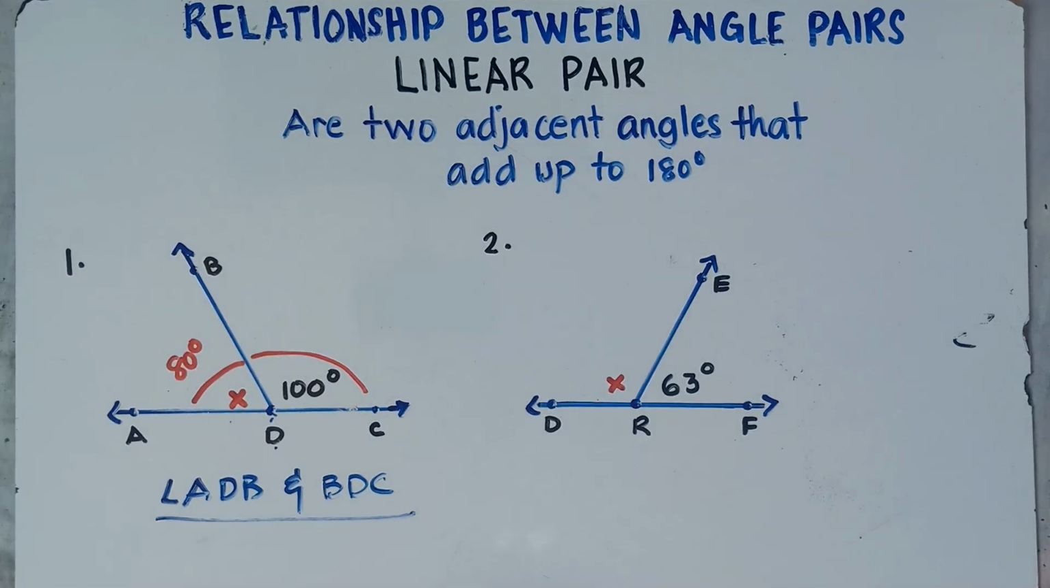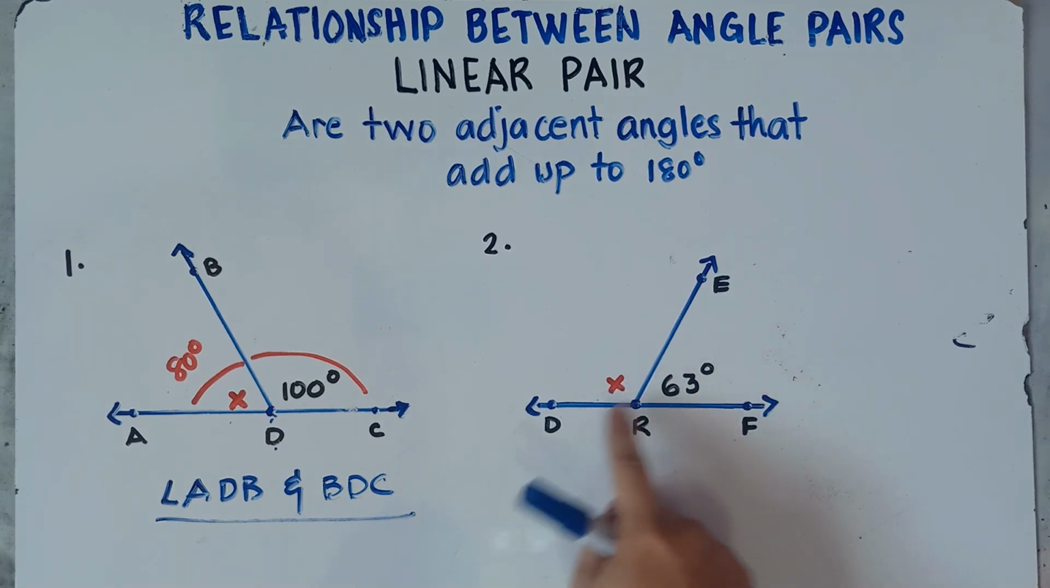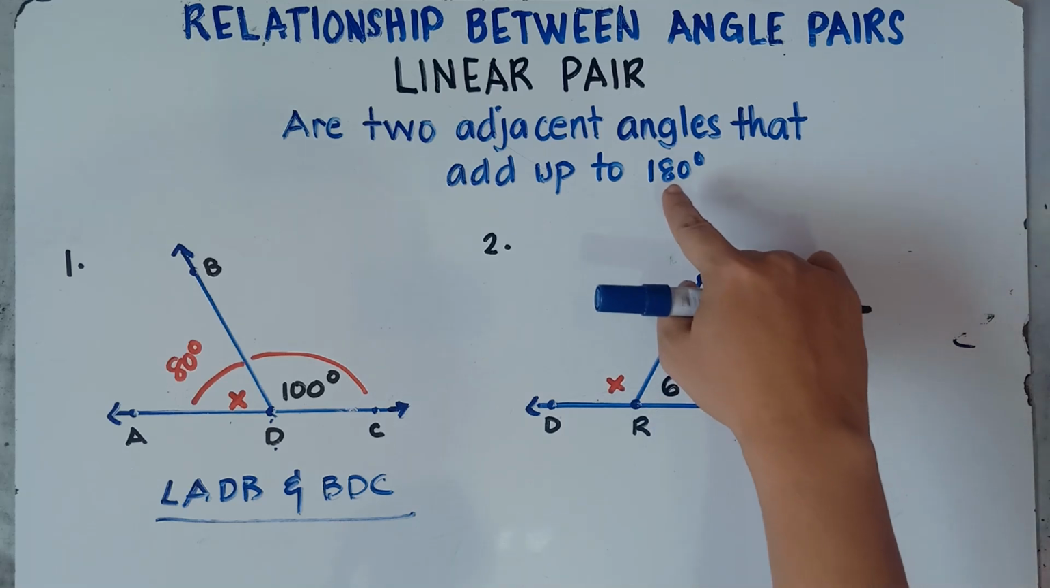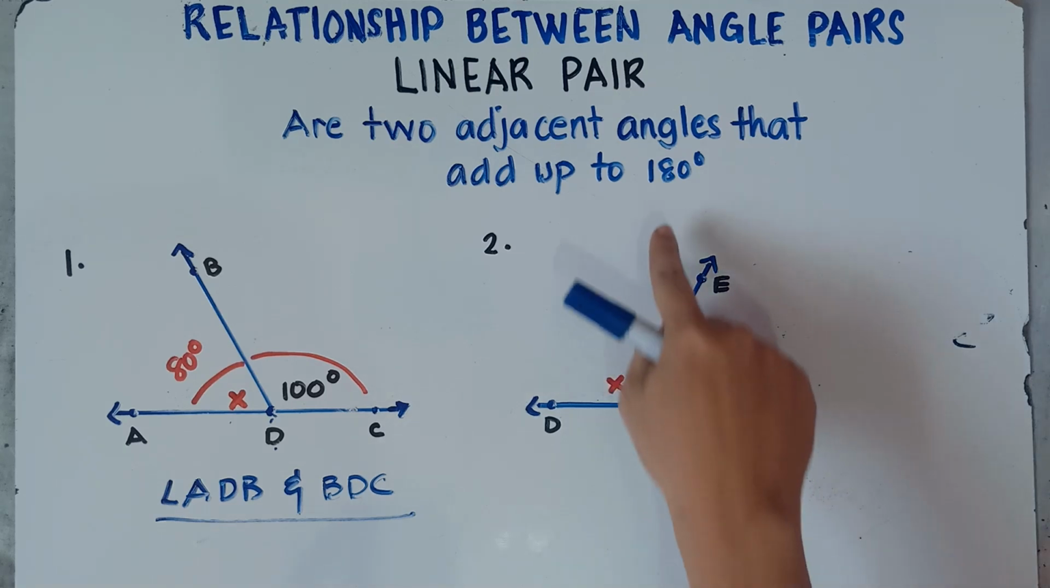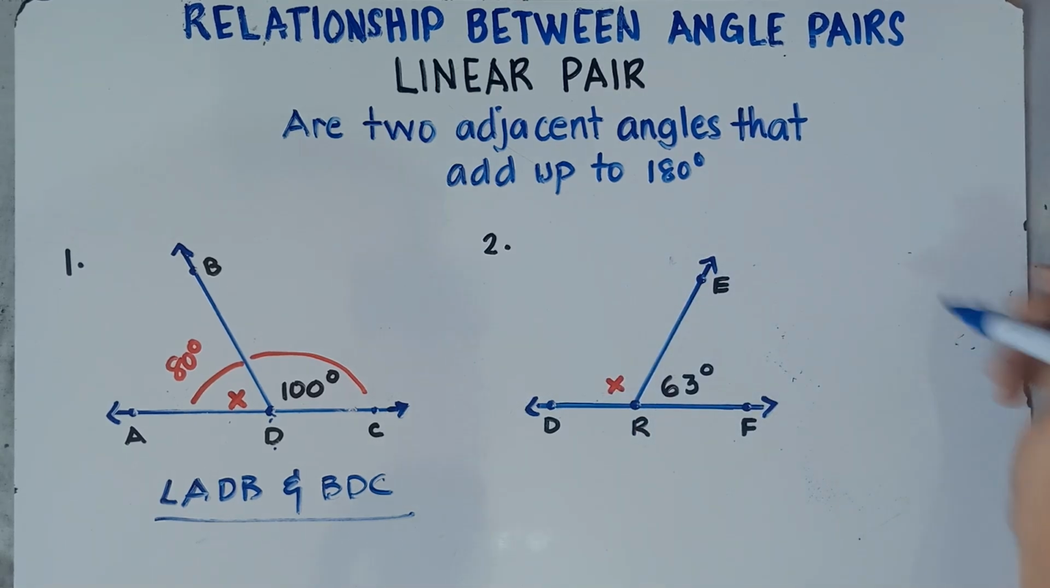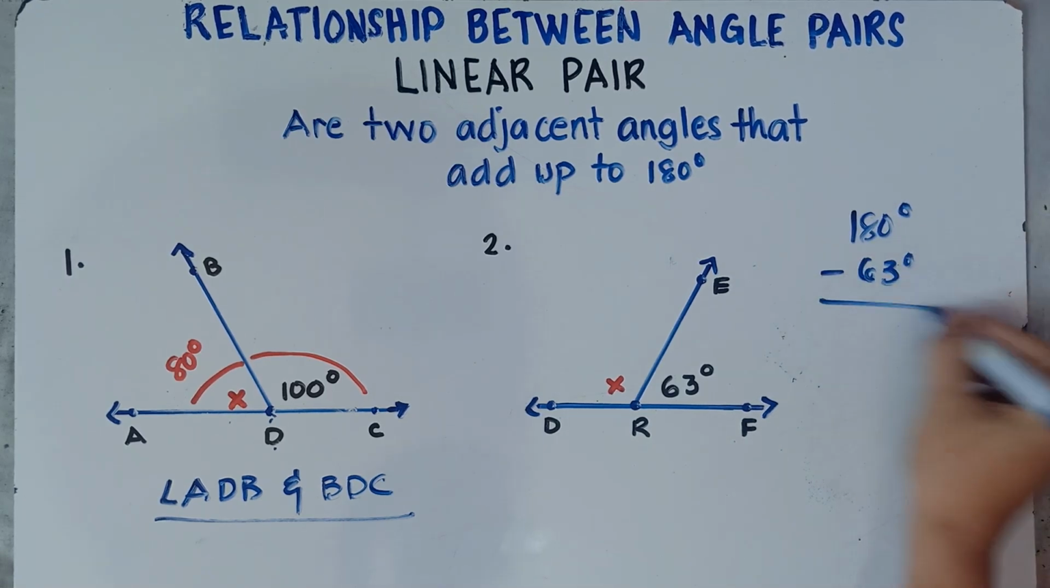So example number 2, class. What would be the value of x, such that if we add this angle to 63 degrees, we get 180 degrees? Can we do the mental math for this one? No, we cannot do the mental calculation. It's quite hard. So let's subtract 63 from 180 degrees. So 180 degrees minus 63 degrees.